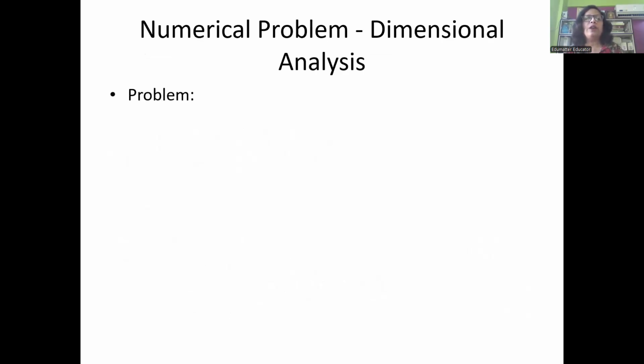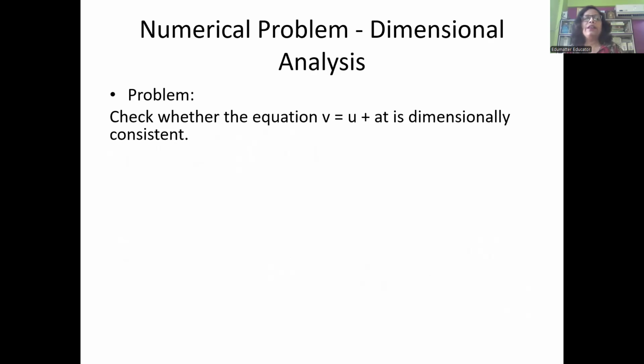Now, next one is about dimensional analysis. The problem statement is check whether the equation V is equal to U plus AT is dimensionally consistent. Now, what is V? V is initial velocity. Sorry, I'm so sorry. V is the final velocity. Please mark this. It was my mistake to say V is initial velocity. V is the final velocity.